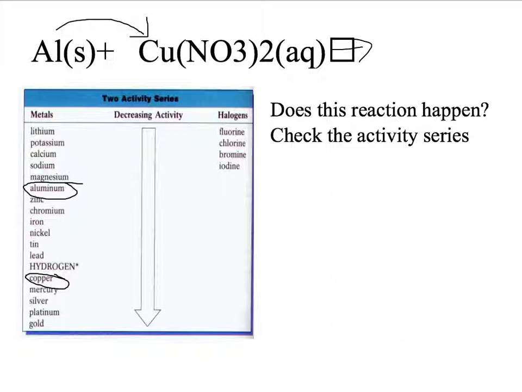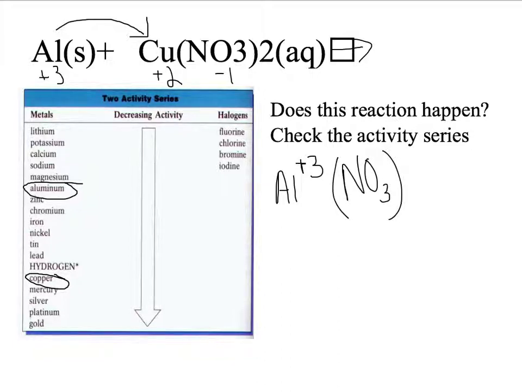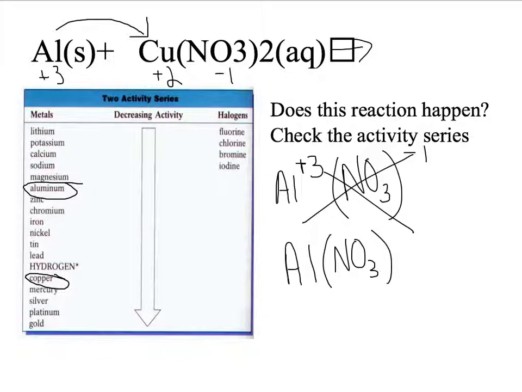However, let's think about the charges. Aluminum would be +3. Copper, in this case, is +2. Nitrate is always -1. So if aluminum is going to hook up with nitrate, let's look at what's going on with the charges. Al +3, and NO3, which I'll put in parentheses so you know it stays together, is -1. We have to crisscross. So Al(NO3)3. That'll go right up here.